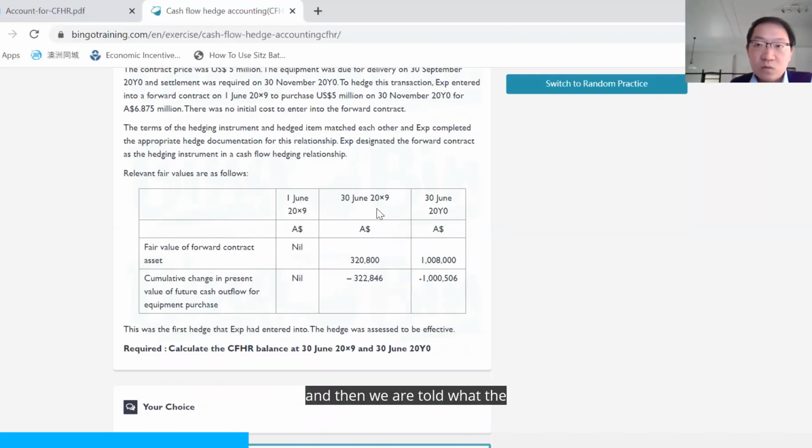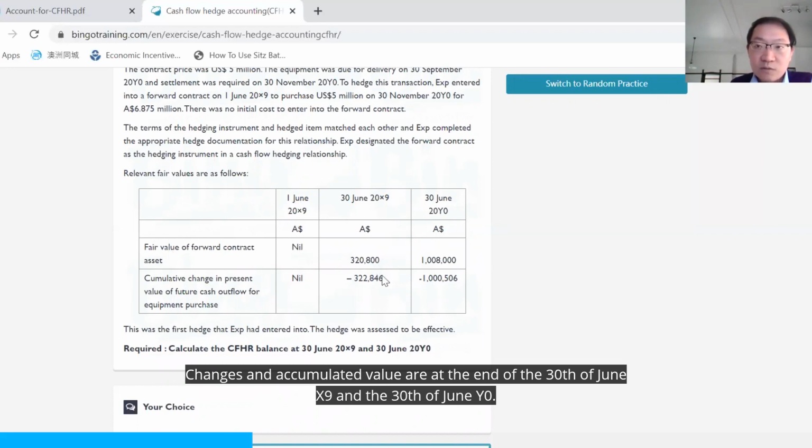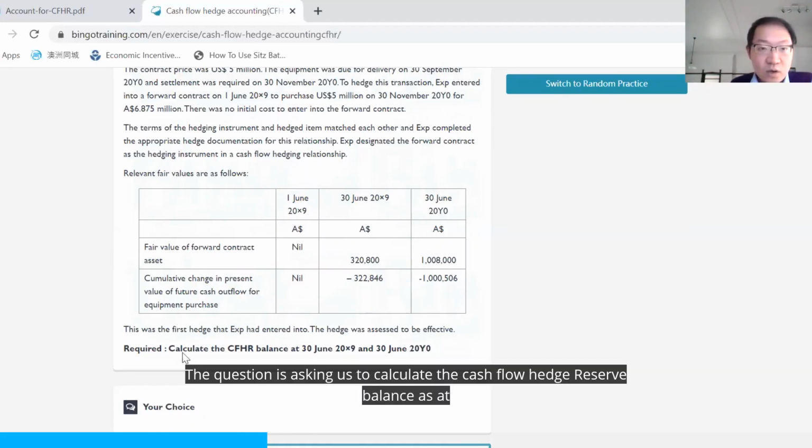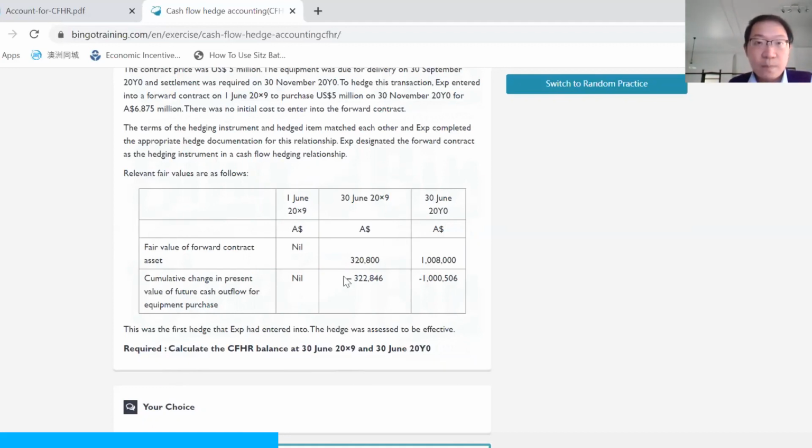And then we are told what the changes in the cumulative value are at both the end of the 30th of June 20X9 year and the 30th of June 20Y0 year. So the question is asking us to calculate the cash flow hedge reserve balance as at these two dates.